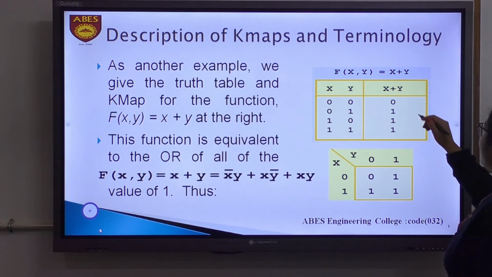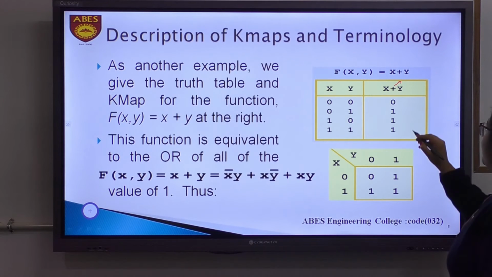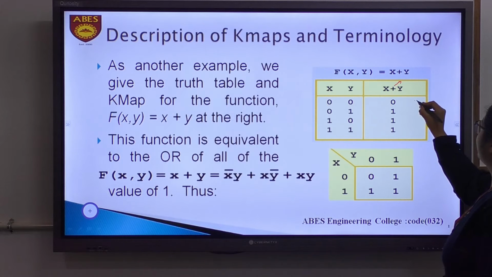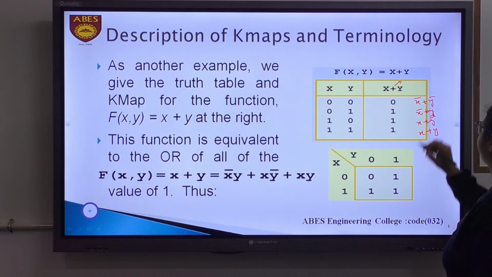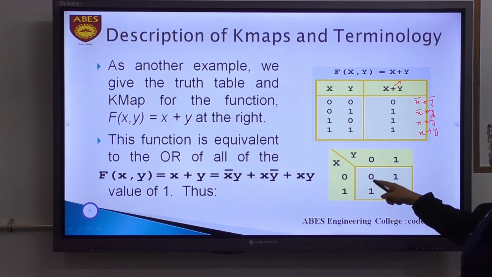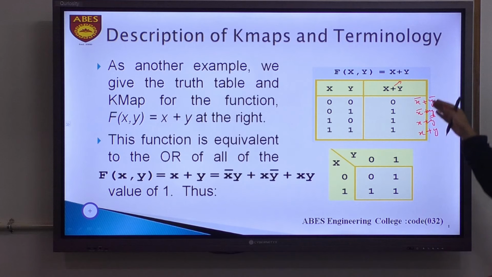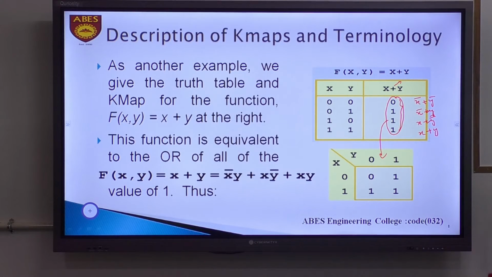We take the same example but with a different binary operation, that is plus. Here this is x plus y, x bar plus y, x plus y bar, and x plus y. This is how we represent these minterms, and in a similar way we fill these cell values on the basis of these minterms. These are the values of these minterms, and we map them here in the K-map.